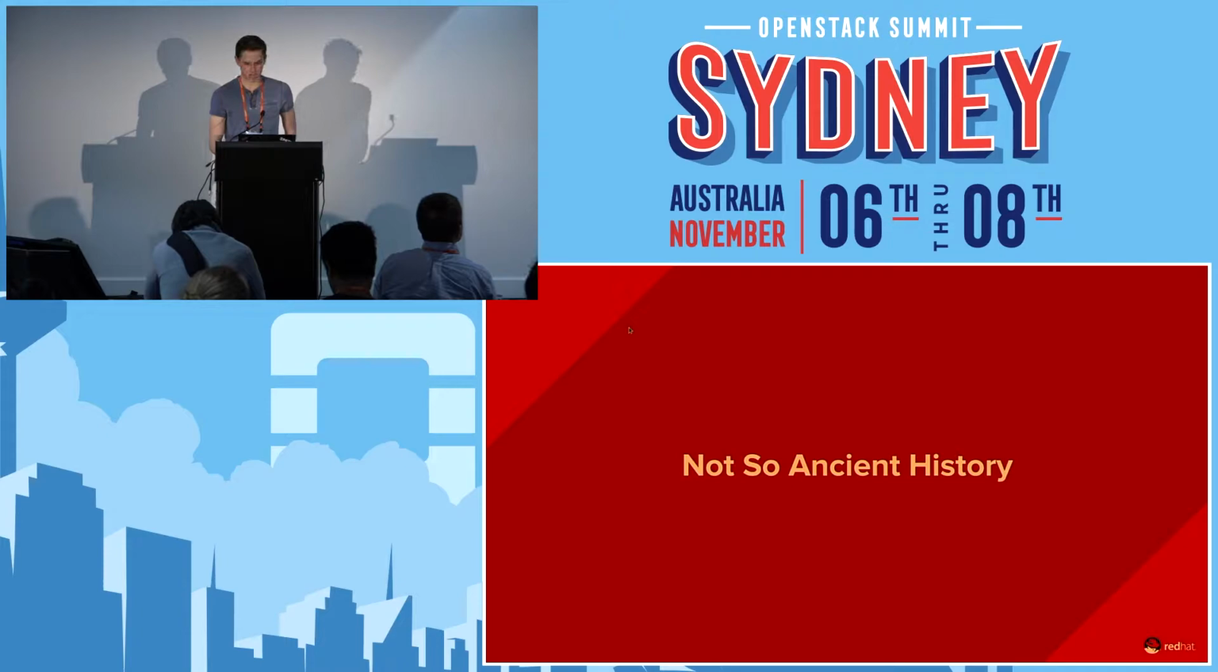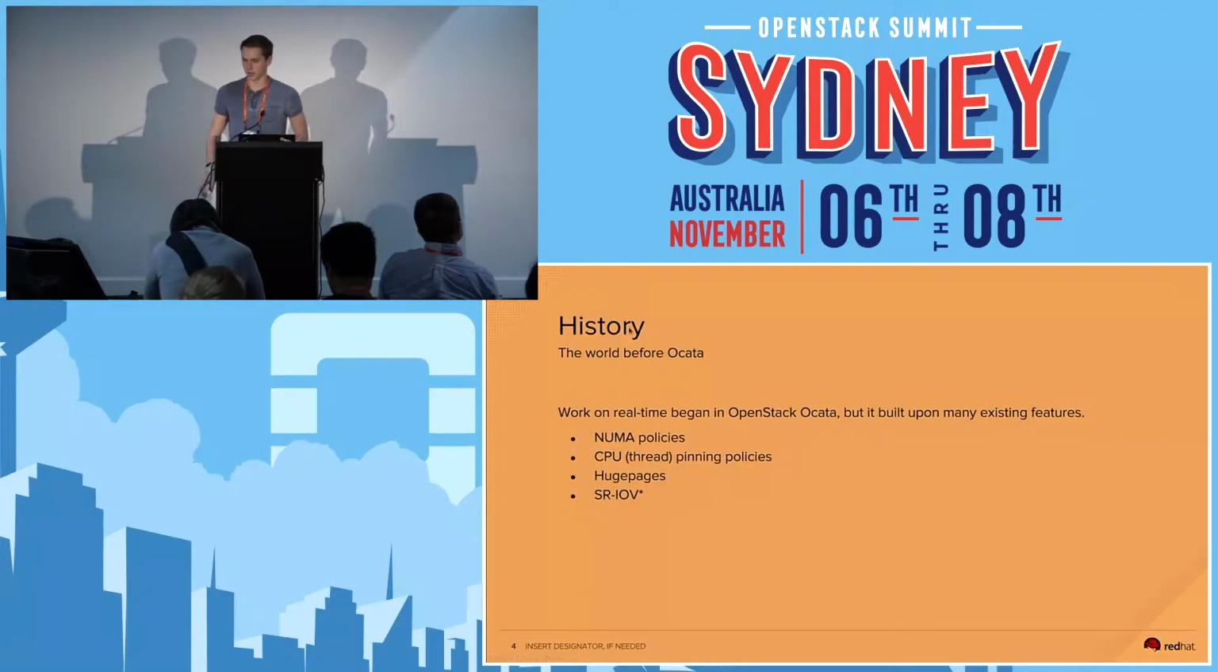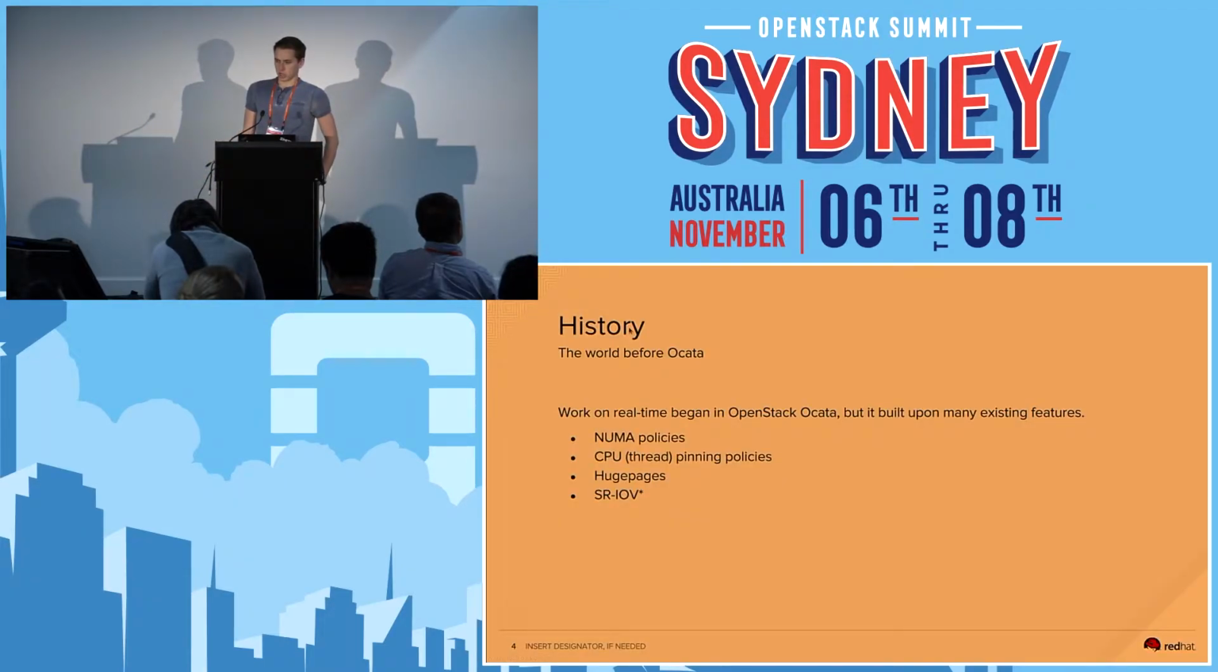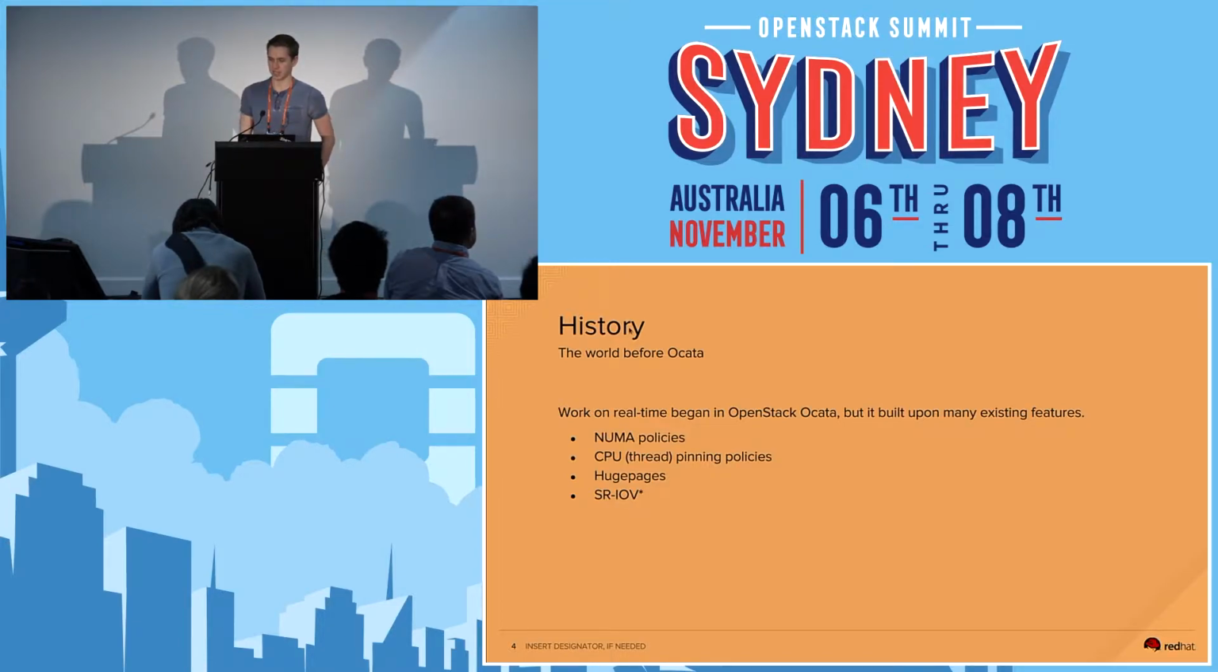So to start, a little bit of not-so-ancient history: what's happened to basically get us to the point that we can talk about real-time in OpenStack Nova. Up until Okata, there were a couple of features that went in, what Intel call EPA, which is Enhanced Platform Awareness. I don't know what Red Hat's term is. I've worked on some of these.